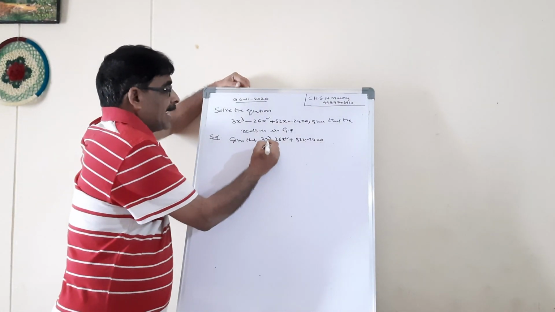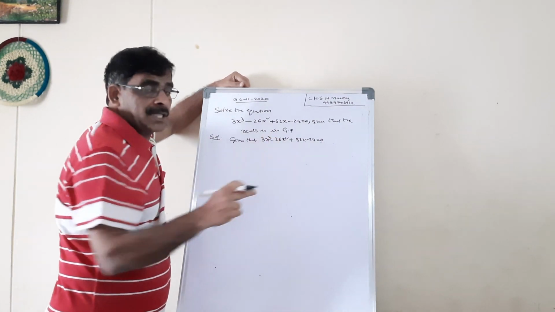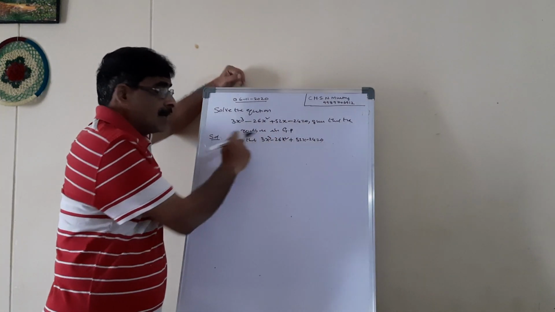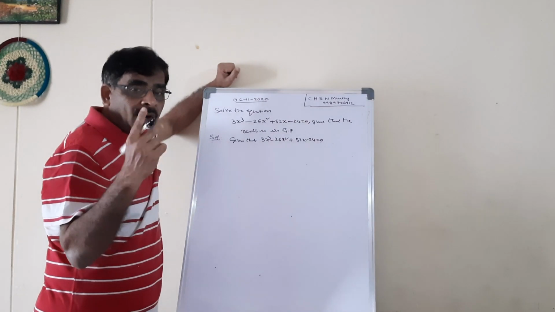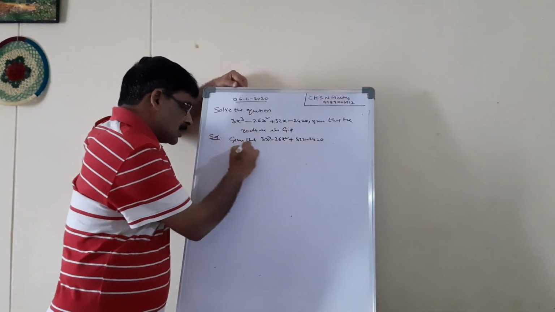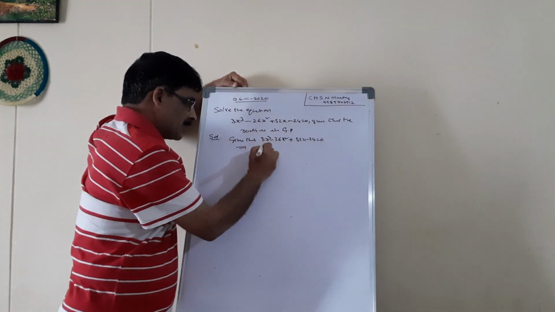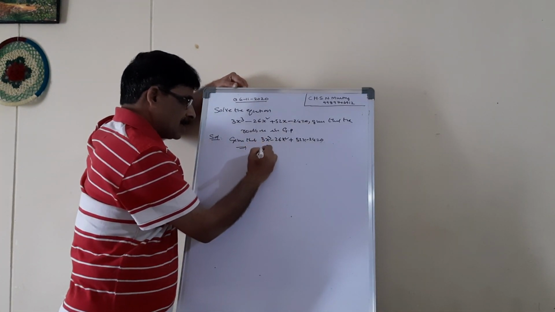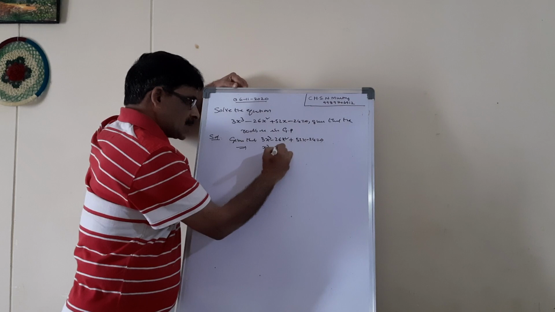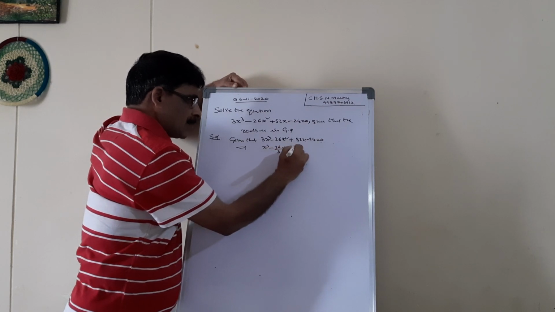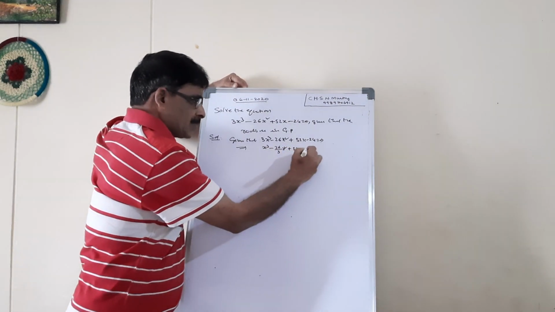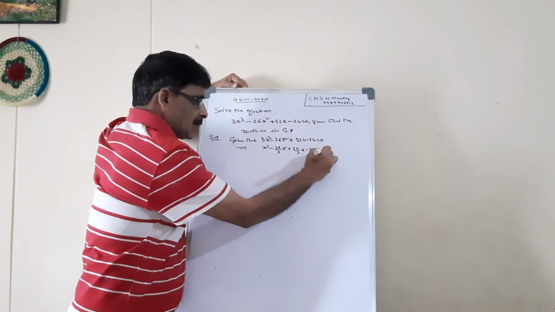Okay, the coefficient of x cube must be equal to 1, but here we have 3. So we have to make it 1. It means we have to divide both sides by 3. So x cube minus 26 by 3 x square plus 52 by 3 x minus 24 by 3 equal to 0.